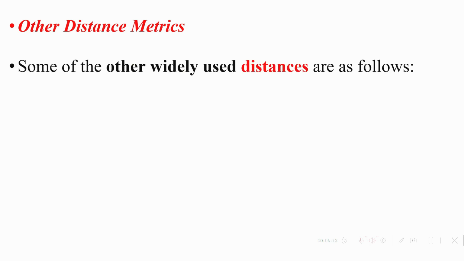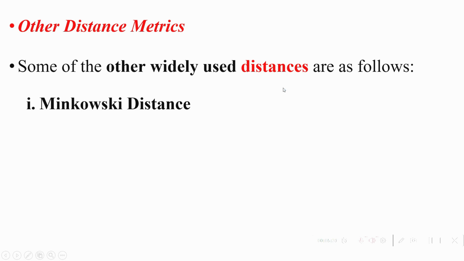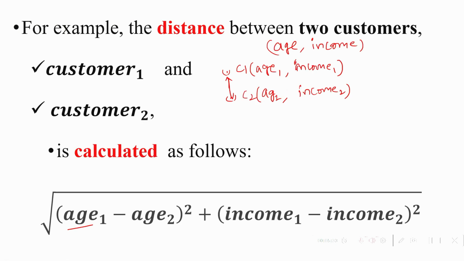Now, there are other distance metrics as well: Minkowski distance, Jaccard similarity coefficient, and cosine similarity. These are the other distance metrics.